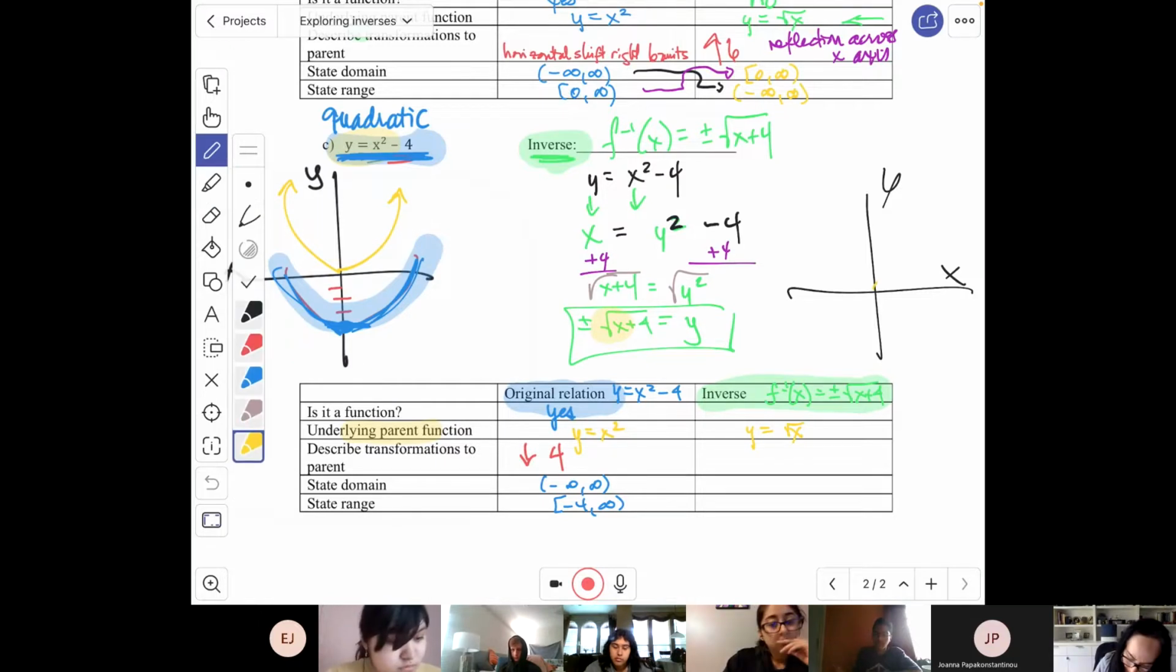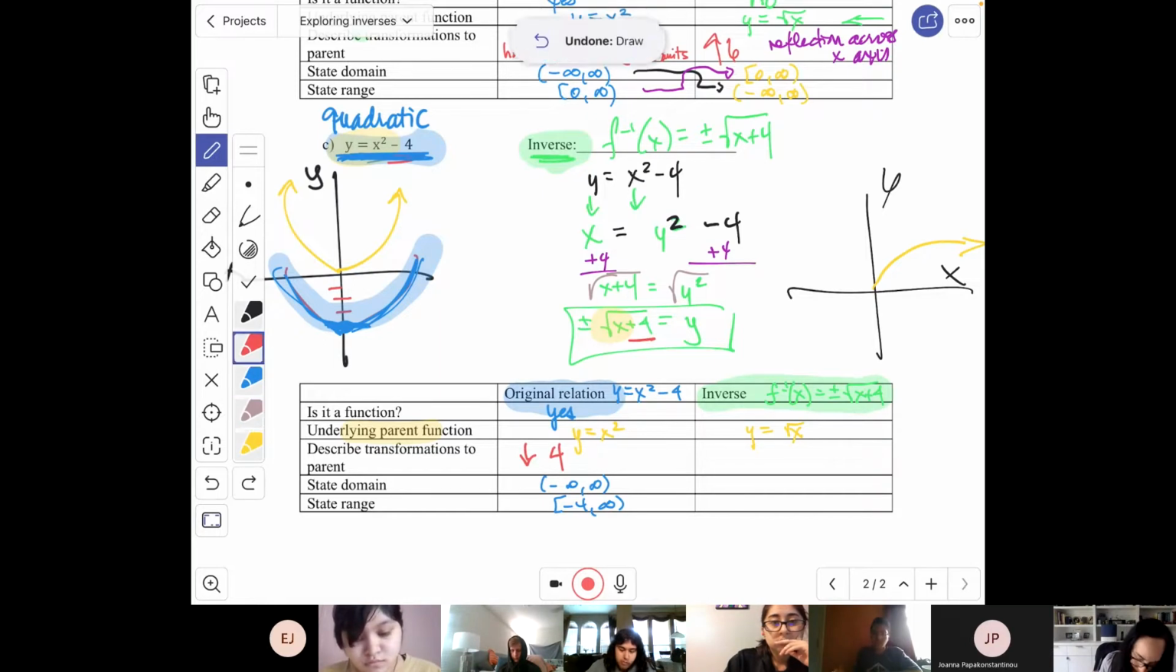So the underlying parent looks like this. But what have I done to it? I've added 4 to the x, and then I've also incorporated this minus sign, right? So what does that plus 4 do? What does the plus 4 inside the radical attached to the x do to the graph of my parent?